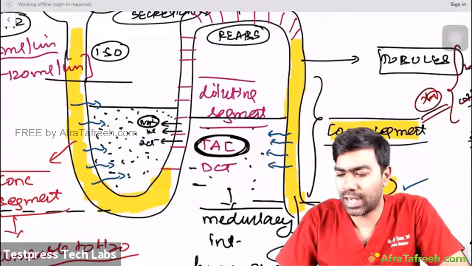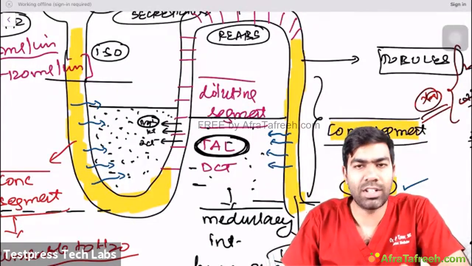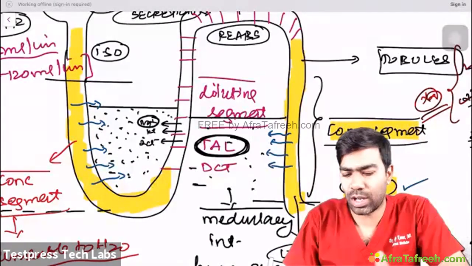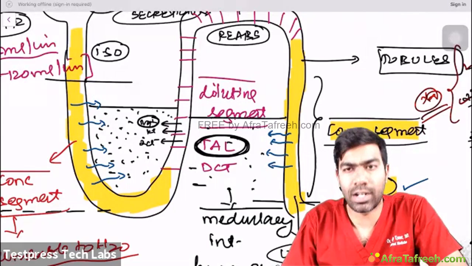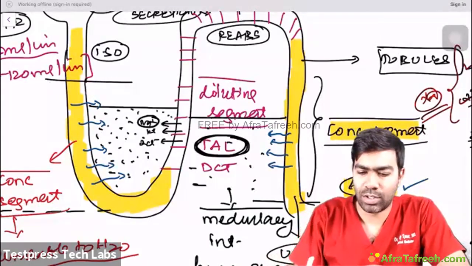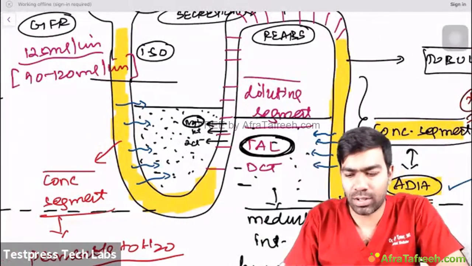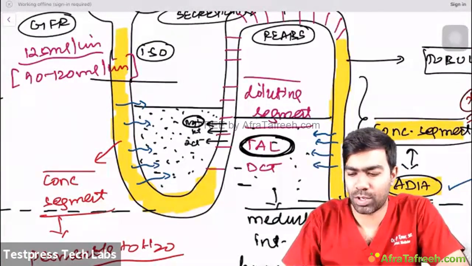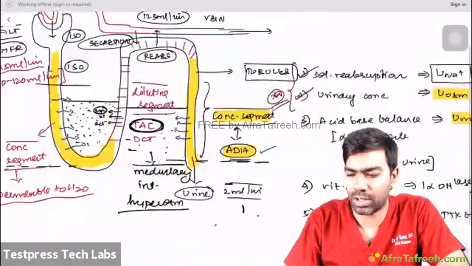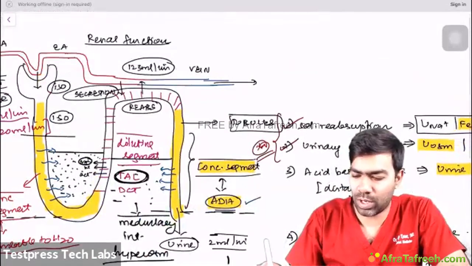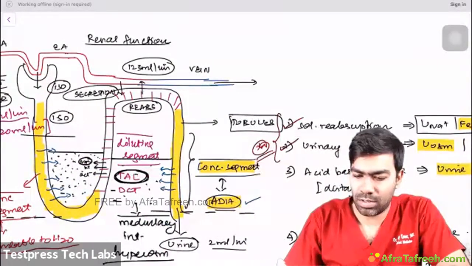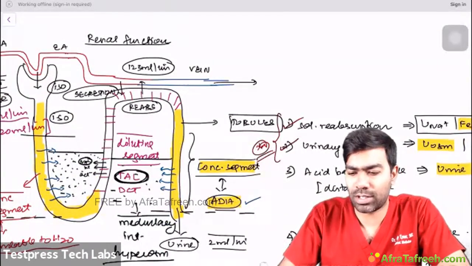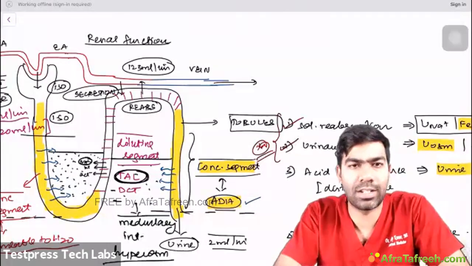Even if there is ADH, unless and until you have this medullary interstitial hyperosmolarity, you cannot really absorb water, which means you will not be able to concentrate the urine. That's what I'm trying to tell. So when you give some drug that affects this medullary interstitial hyperosmolarity, you will not be able to concentrate the urine. So if I ask you what is the drug that prevents the formation of medullary interstitial hyperosmolarity, what will be your answer? What is the drug that abolishes the medullary interstitial hyperosmolarity?